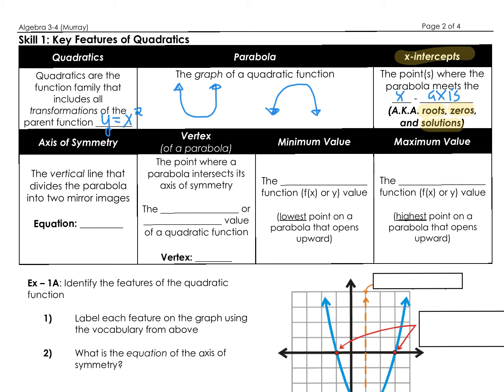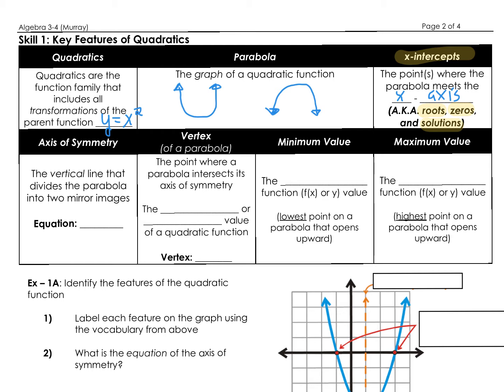Those and x-intercepts, they all mean the same thing. So if I mention a solution, you should know it's an x-intercept. Or a root, you should know it's an x-intercept. Or 0, you should know that that's an x-intercept. And you should know that x-intercepts can be called all of those. All right, then when we talk about the rest of these, let's talk about the vertex first.